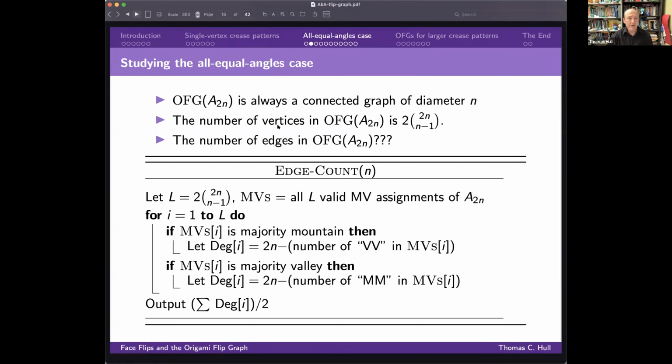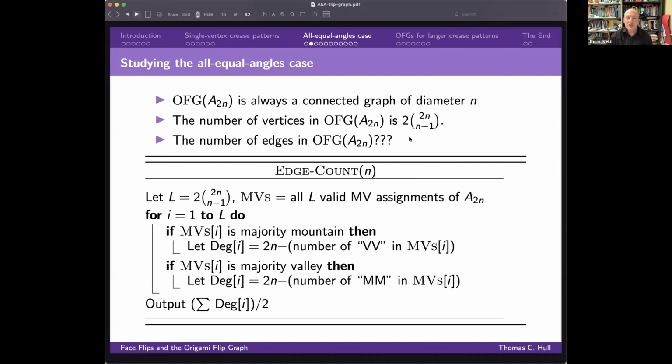Those aren't too hard to prove, but I want to focus on counting the number of vertices and edges in the origami flip graph, because that's one of the first things you do with a graph, see if you can count the number of edges and the number of vertices it has. The vertices are easy to count. It's just Maekawa's theorem. In the all equal angles case, if it's degree 2n, you're going to have n+1 mountains and n-1 valleys. So 2n choose n-1 is the number of ways you could pick n-1 valley creases from 2n creases. But that's if you have more mountains than valleys. So you can then switch them all, so you multiply by 2. So this is how many vertices this graph will have: 2 times 2n choose n-1.